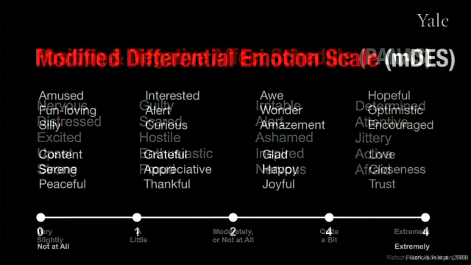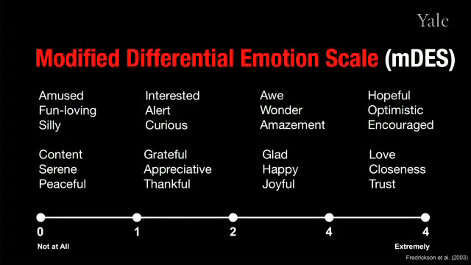A new tool that's been developed that we use often in my lab is called the Modified Differential Emotion Scale, or MDES. What I particularly like about this scale, that you might be able to notice as you're scanning through the different items here, is that it has a much more rich repertoire of positive emotional terms. So we see feelings of awe, wonder, amazement, glad, happy, joyful, interested, alert, curious. So it comes in triplets, and people are asked to indicate to what extent they feel from not at all to extremely hopeful, optimistic, encouraged, as compared to, for example, love, closeness, trust. And this is really nice if you're particularly interested in measuring discrete or distinct types of positive emotional experiences using questionnaire measures.